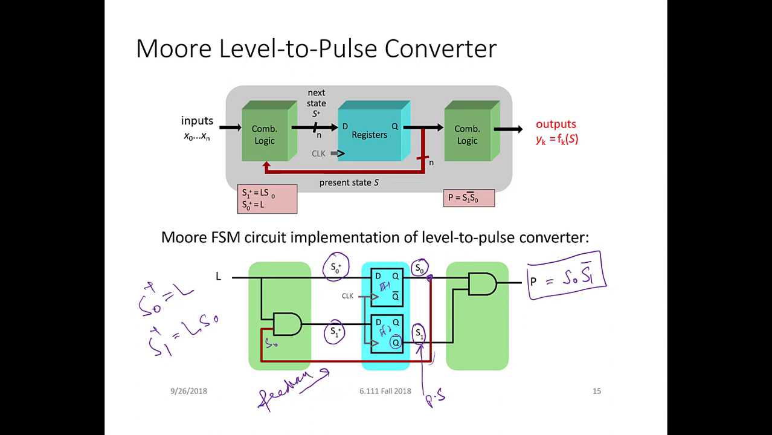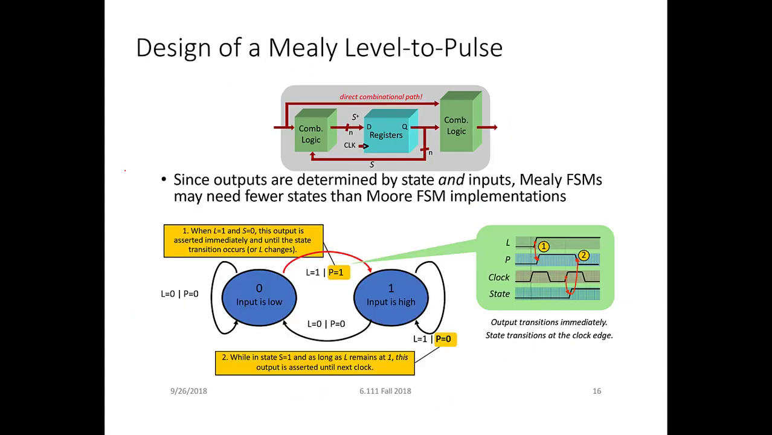So this is the complete circuit for our level 2 pulse converter. You see, this is a very small circuit, and this circuit is very beautiful because it takes a level and converts it into a pulse. This small circuit is needed whenever an asynchronous input has to be fed into a digital system. So this is a very important small circuit.